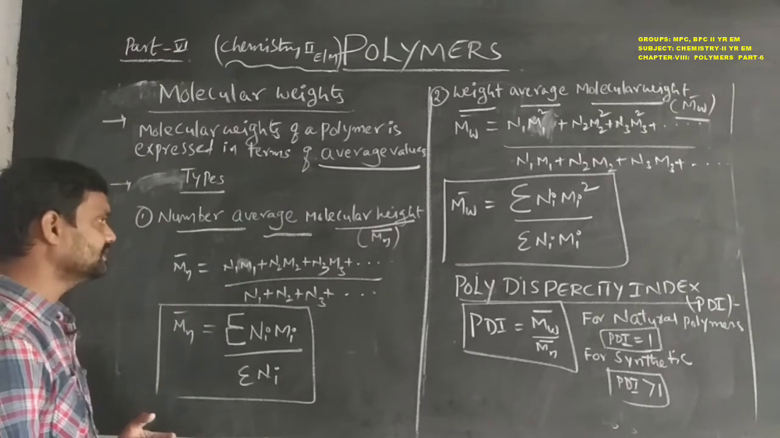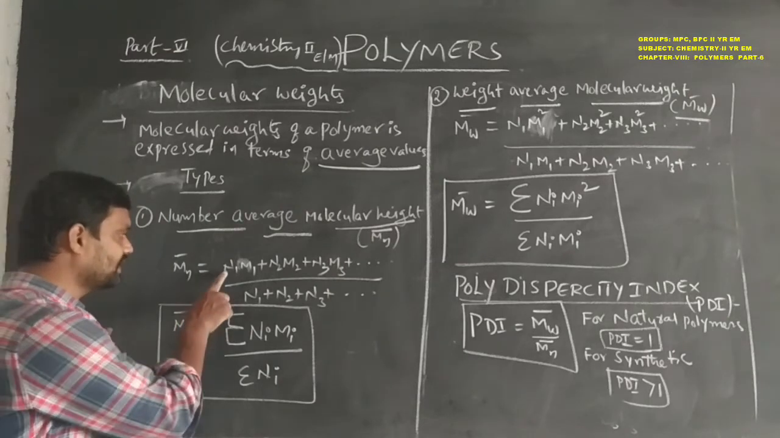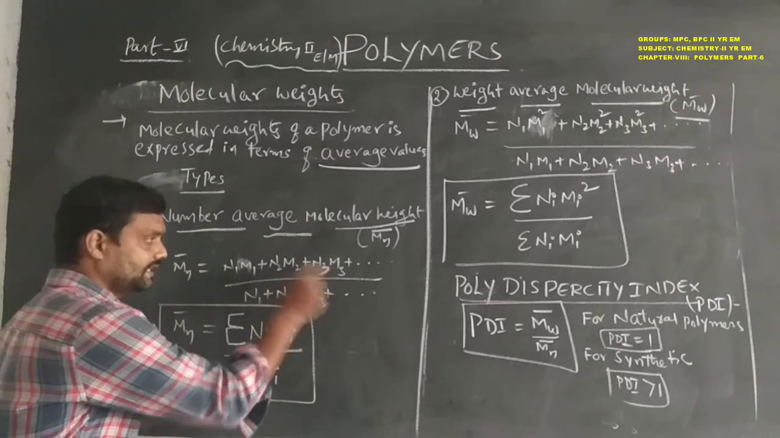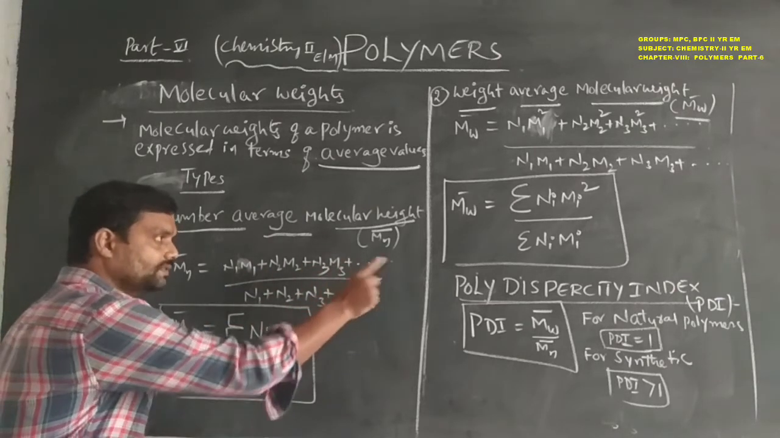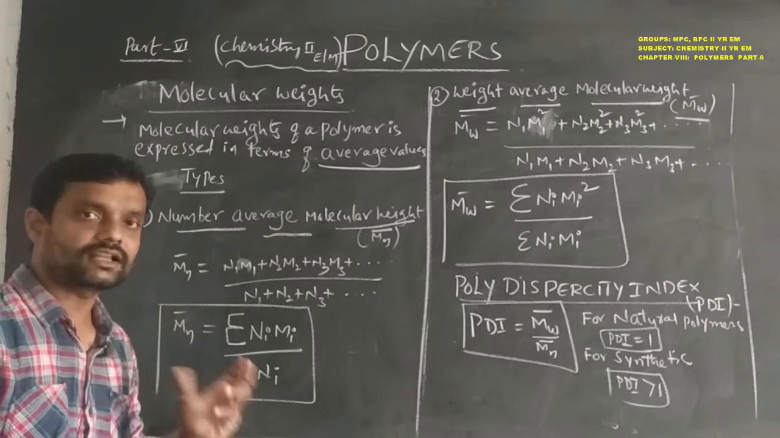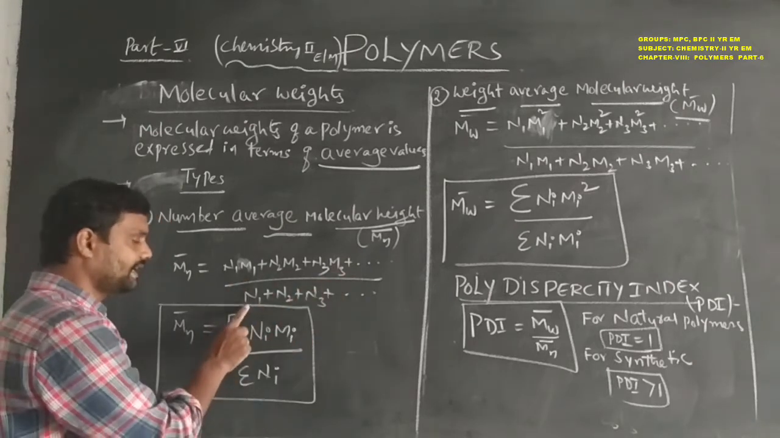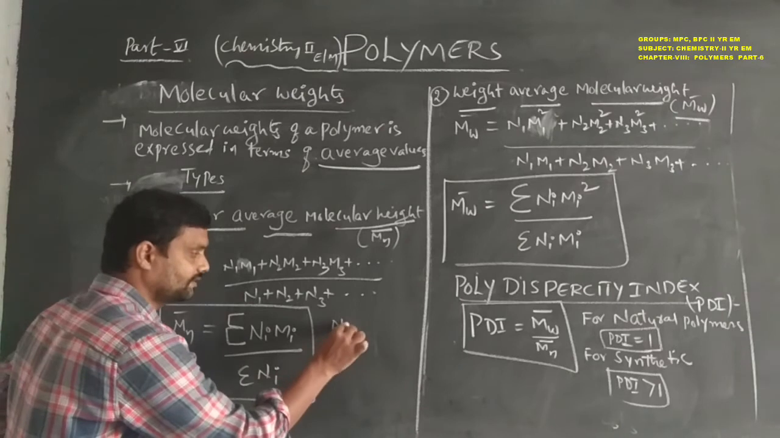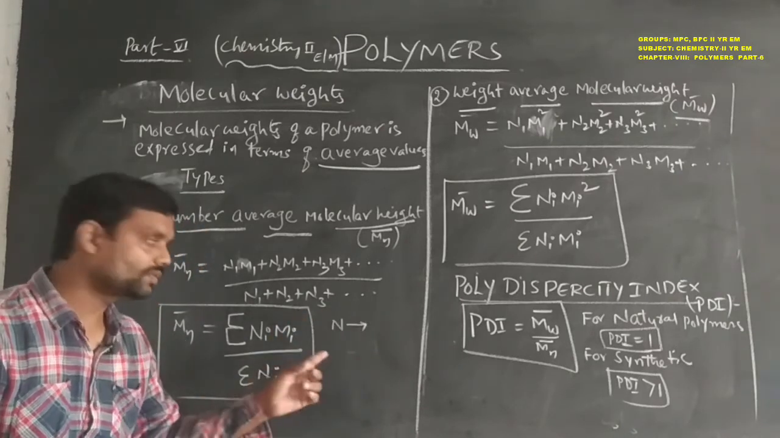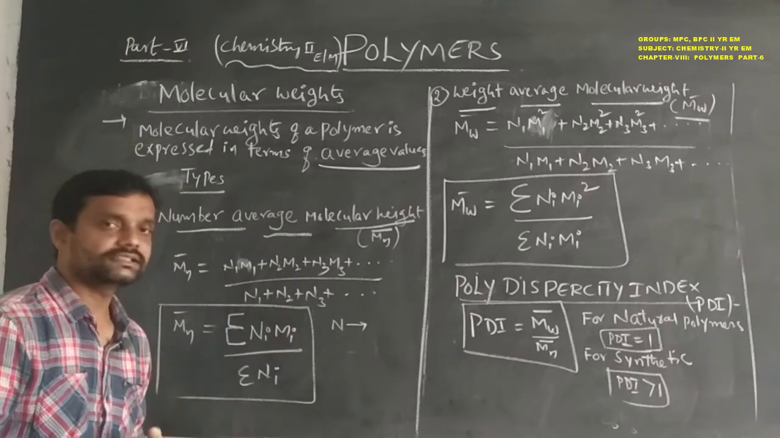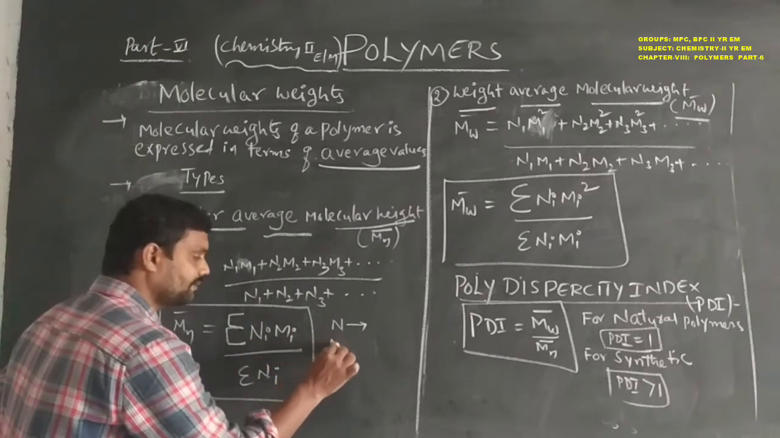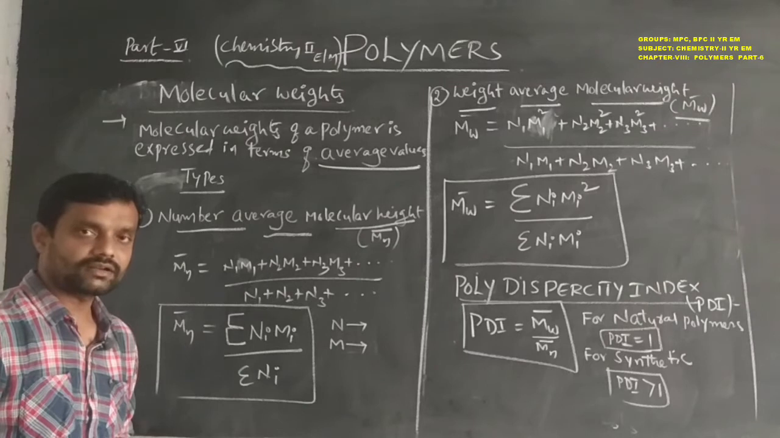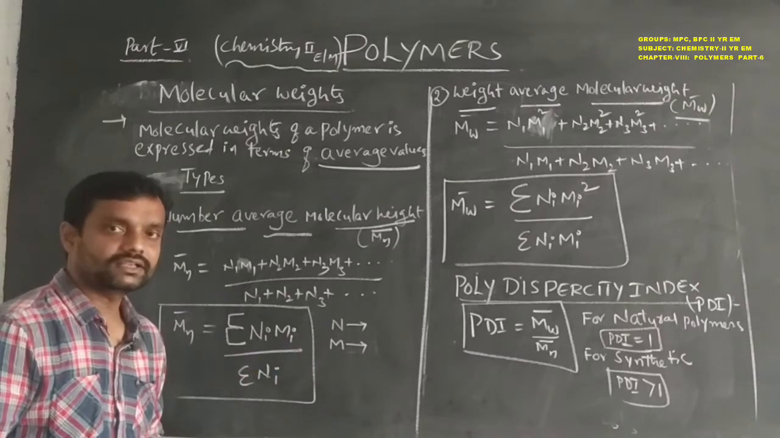It is measured with the formula Mn bar is equal to N1 M1 plus N2 M2 plus N3 M3 plus N4 M4 and so on, up to N types of monomers, divided by N1 plus N2 plus N3 and so on. Where small n is the number of molecules, and capital M is the molecular weight of the molecule.